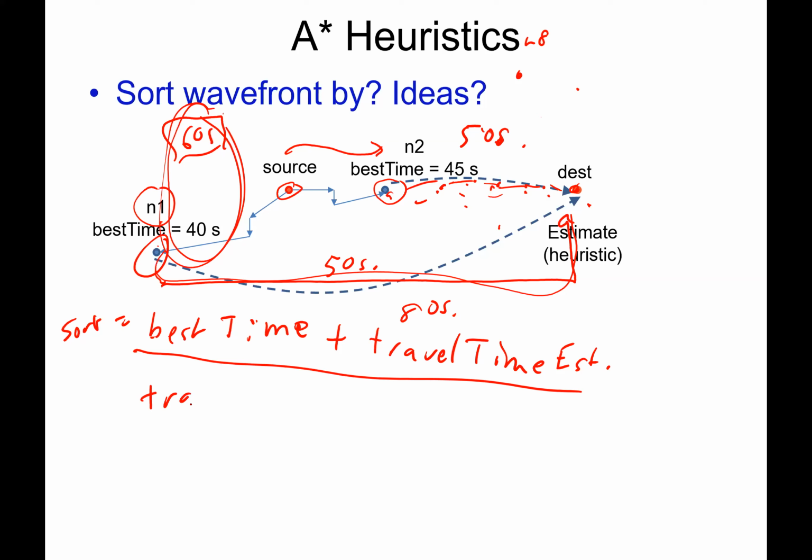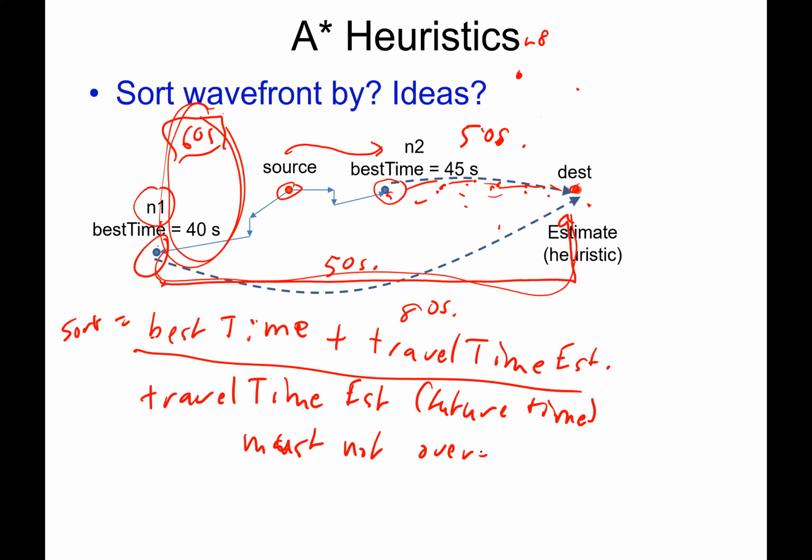All right, so that's exactly right. So it's important that this travel time estimate, which is like the future time, must not overestimate. Okay, so it has to be a lower bound. You would like it to be as accurate as possible, because the more accurate it is, the more directed your search is. It will go towards the destination. It will not look at things that are less interesting in the wrong direction. But if you overestimate, it becomes too targeted. It can neglect solutions that actually are better.